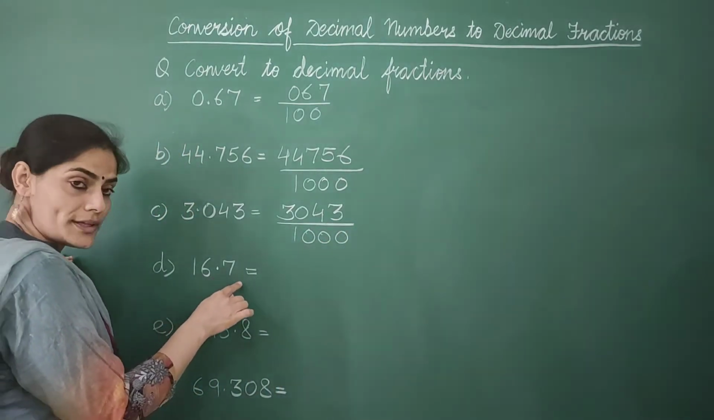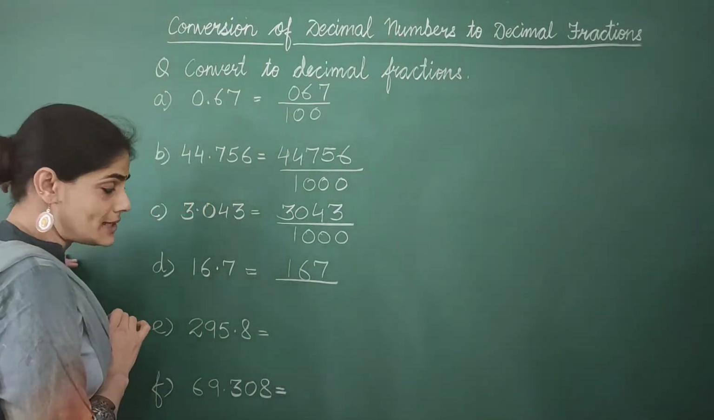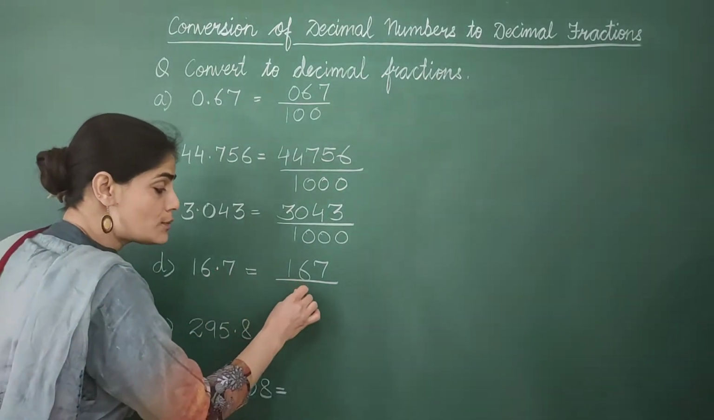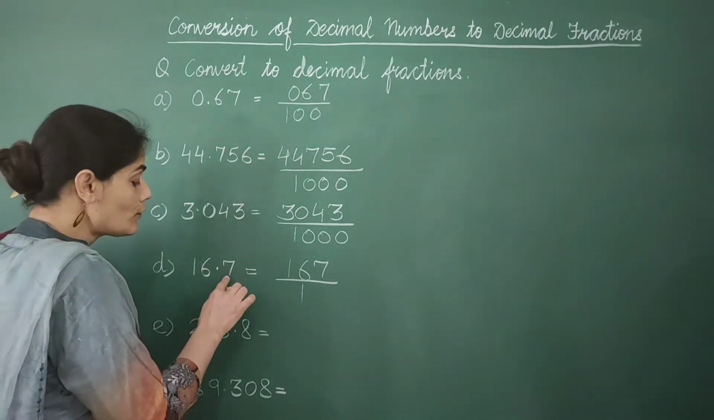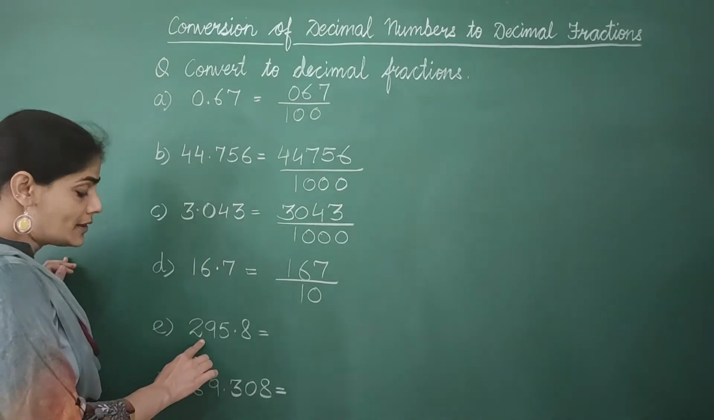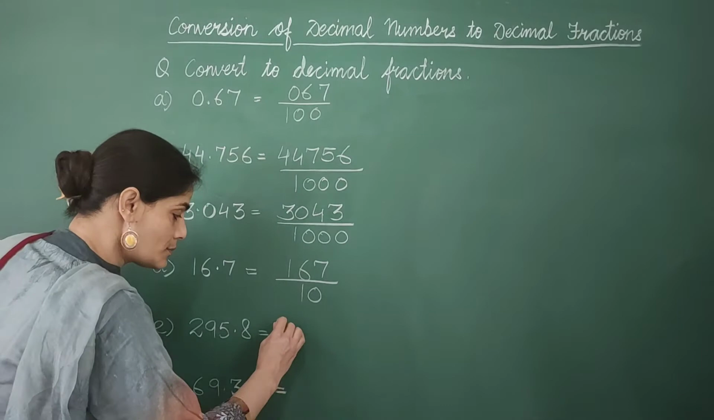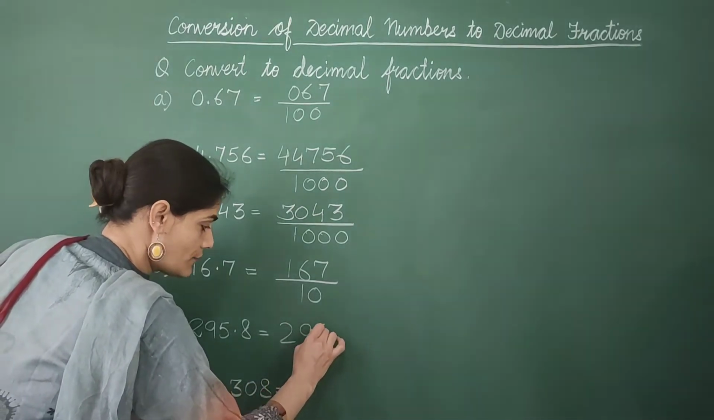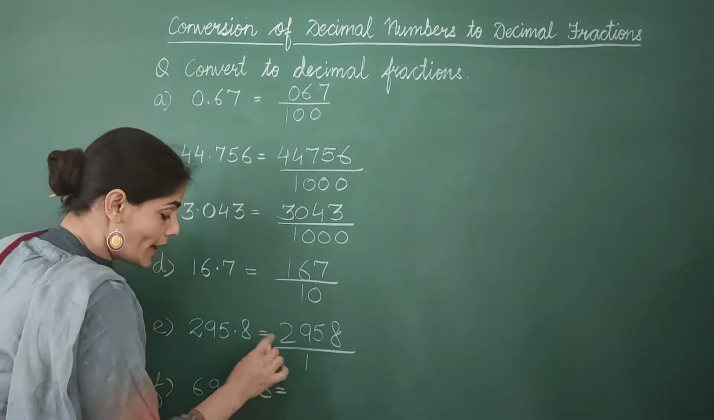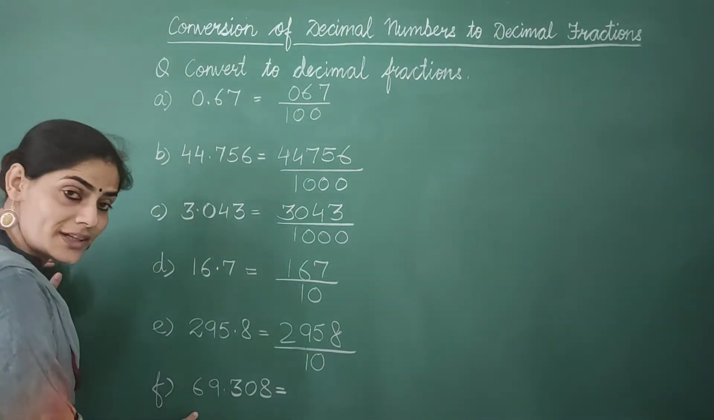This is 16.7. I write these digits without the decimal as it is. Now, how many decimal places? Only 1. So for the decimal point, I write 1. And for 1 decimal place, I put 1 0. Now, next one. This is 295.8. I forget the decimal. Then I write 2958 and for the decimal I put 1. There is only 1 decimal place. I write 0.